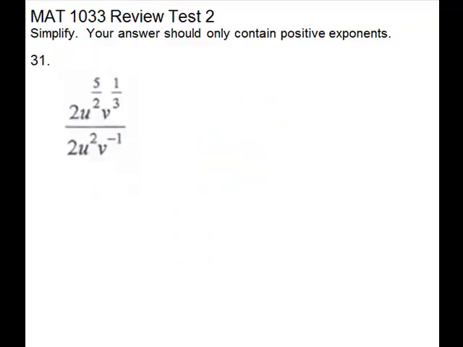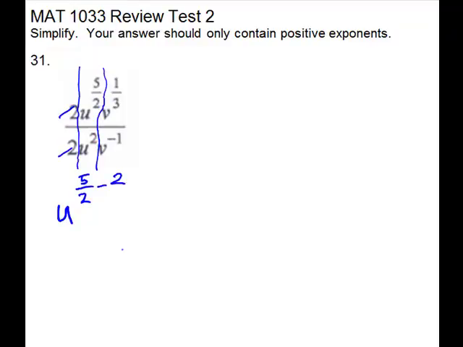Again, we have a fraction or a quotient. I'll work in categories. So I have numbers, I have u's, and I have v's. For my numbers, I have 2 over 2, which is just 1. So these 2's are actually going to divide out as long as something else is there. For my u's, I will subtract the exponents top to bottom. So I will keep the base and subtract 5 halves minus 2.